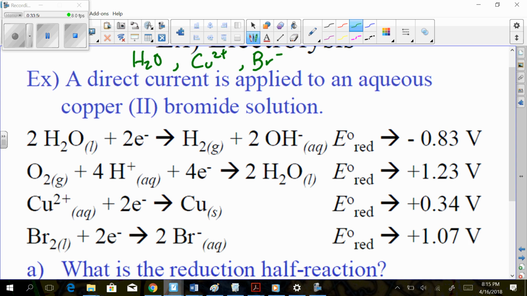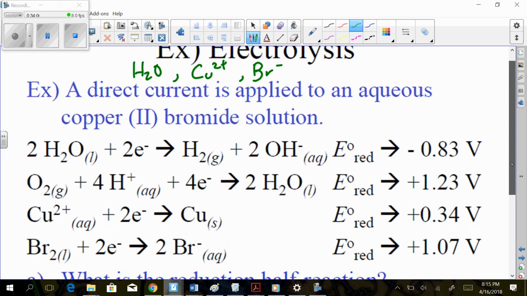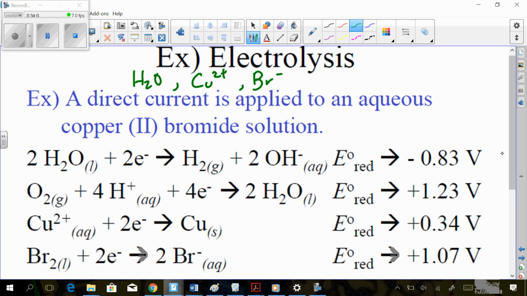So we want to know what's the reduction half of the reaction. To do that, we're going to have to pick out which species will be reduced. If you want to know which species will be reduced, we're going to look at copper. Copper is going to go from 2 plus to neutral. So that's one potential reduction reaction.